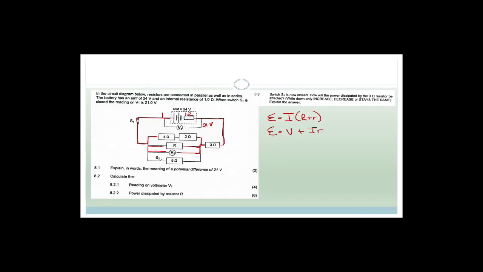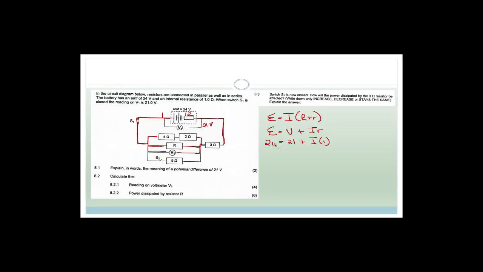Since we have the EMF is 24 volts, and the potential difference, which is the potential difference supplied to the circuit, is 21, plus I times the internal resistance, which is 1. Do you agree that we can work out what the current is through the main circuit?